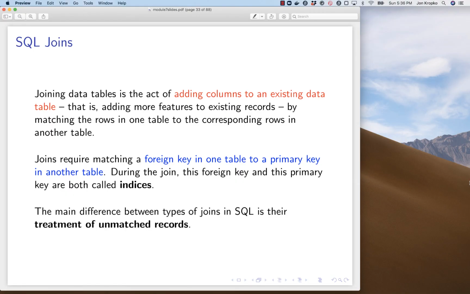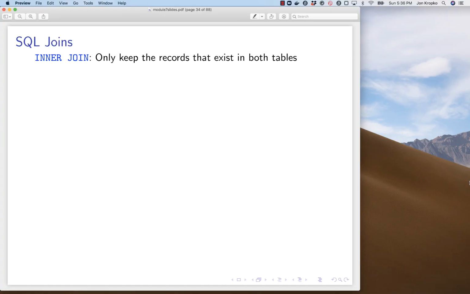Now, there are many different kinds of SQL joins. The main difference between the types of joins comes in how they treat unmatched records. We'll talk about what that means in just a minute. So the first kind of SQL join is called an inner join. An inner join only keeps the records that exist in both tables.